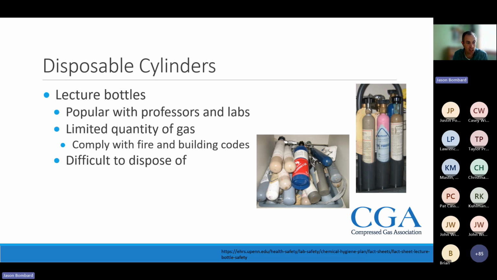One issue with these is that they are very difficult to dispose of, which is why it's not uncommon to see a pile of them sitting in a fume hood somewhere, because the people in the lab took them, used them, and either weren't sure how to get rid of them or just haven't gotten rid of them yet. So that's something that you want to certainly avoid if you are using these cylinders.